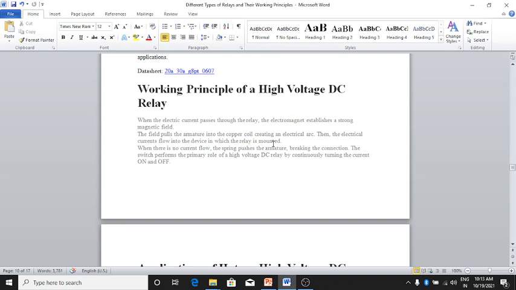When electric current passes through the relay, the electromagnet establishes a strong magnetic field. This field pulls the armature into the copper coil, creating an electric arc. Okay, then electrical current flows into the device in which the relay is mounted. When there is no current flow, the spring pushes the armature, breaking the connection. The switch performs the primary role of the high voltage DC relay by continuously turning the current on and off. This is the working principle of the high voltage DC relay.